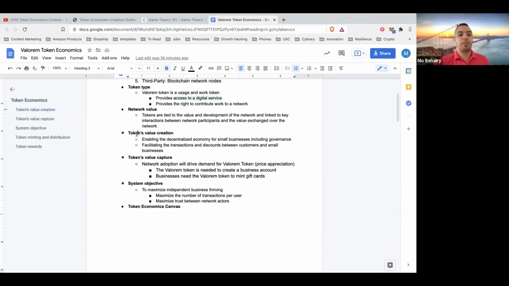Then the token's value creation: what value is the token creating? These are all very high-level. We're saying that the token is enabling the creation of a decentralized economy for small businesses. It also facilitates transactions between customers and small businesses within a specific community. But what is the value capture here? As we said, if the system's value goes up and there are more transactions and so on, the token itself needs to benefit from this.